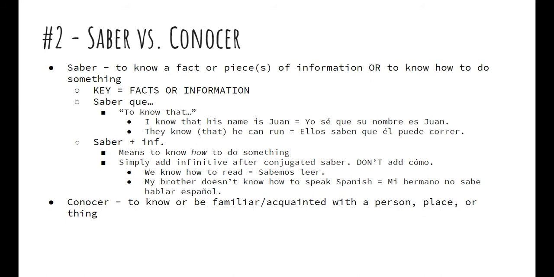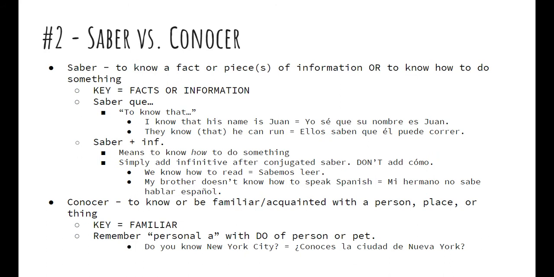And conocer, on the flip side, is to know or be familiar or acquainted with a person, place, or thing. And the key with this is this idea of familiarity. And then also, just a reminder, you're going to need the personal a with a direct object of a person or a pet. And this often happens with conocer. So for example, you would be knowing and being familiar with a place. Do you know New York City? ¿Conoces la ciudad de Nueva York? Or I don't know your friend Esteban. No conozco a tu amigo Esteban. There you'll see there is the personal a in there before tu amigo Esteban.